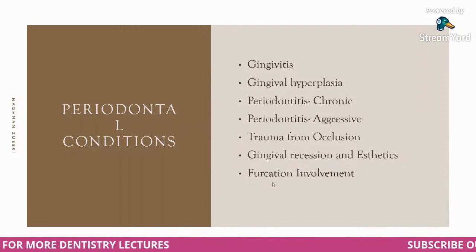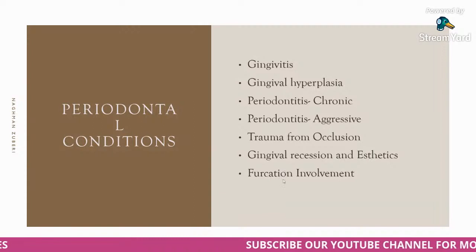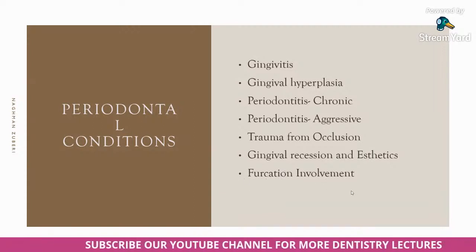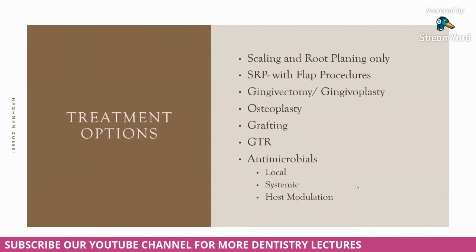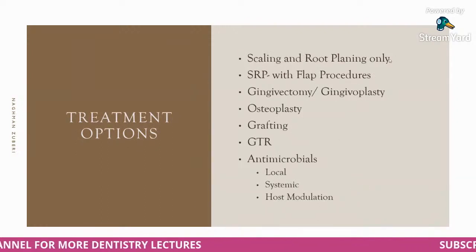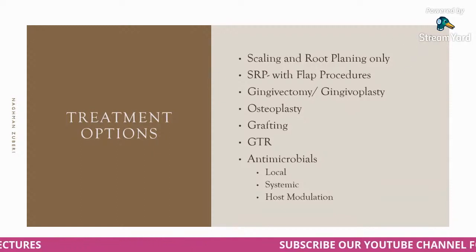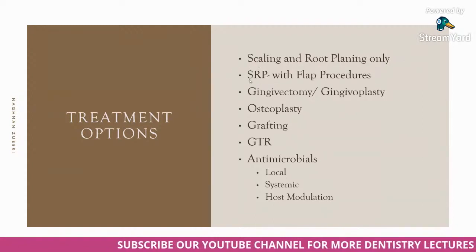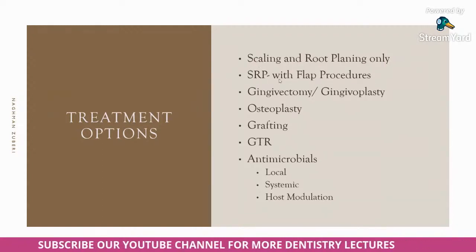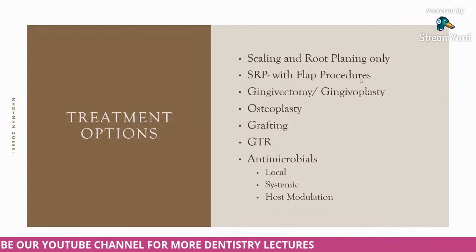Whether furcation involvement is grade 2 or grade 3, we have to decide our treatment plan accordingly as well. Treatment options for periodontal conditions would be scaling and root planing only, or phase 1 treatment. How long the phase 1 treatment will last, and what our next step is, when we move to the second step, which would be scaling and root planing with flap procedure.